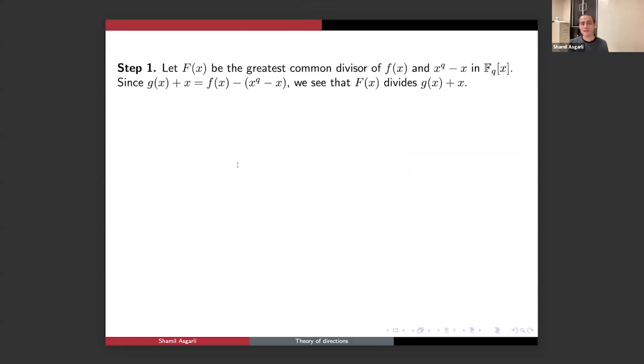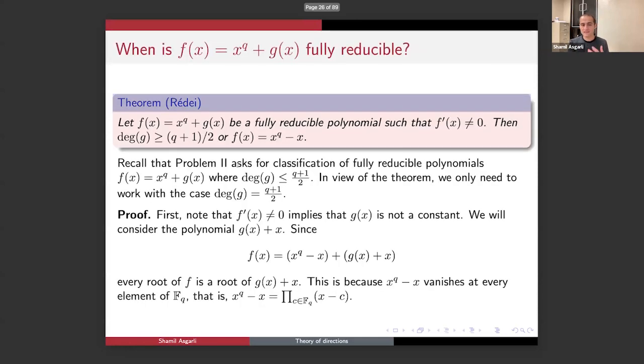So here's going to be step 1. There's going to be 3 steps in the solution. So all the steps are going to revolve around this polynomial g of x plus x.